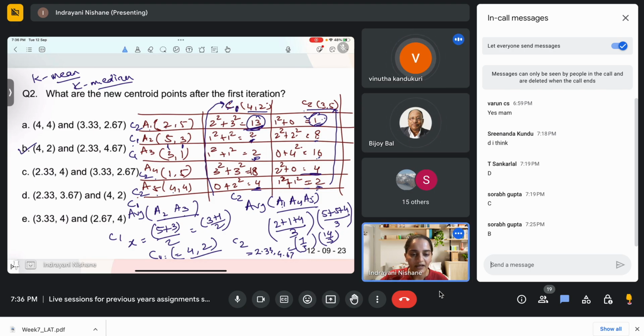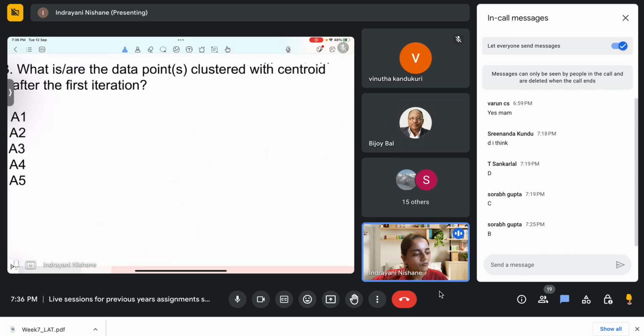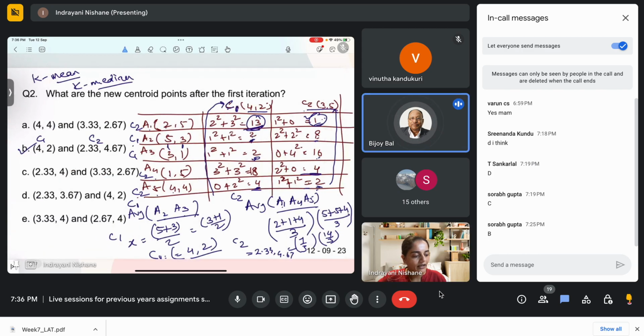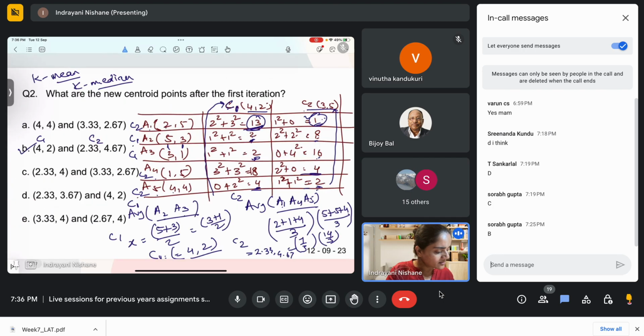That gave us this C2 value. So this is C2 and this is C1, the xy coordinates. So B is the answer. Now what are the data points that are clustered with centroid C1 after the first iteration? A2 and A3. So now we have this new centroid value.